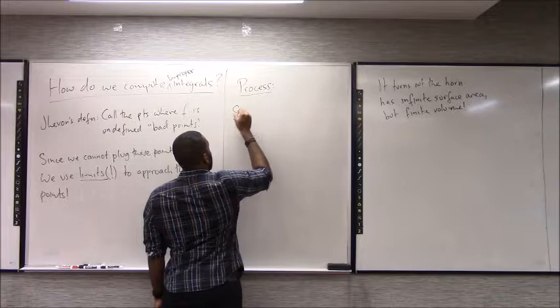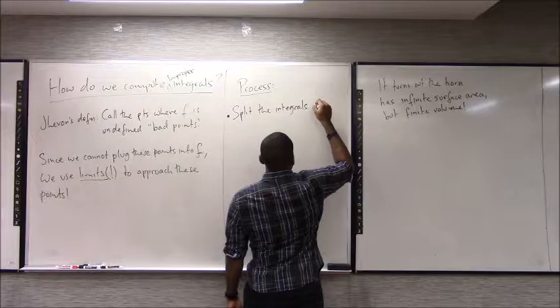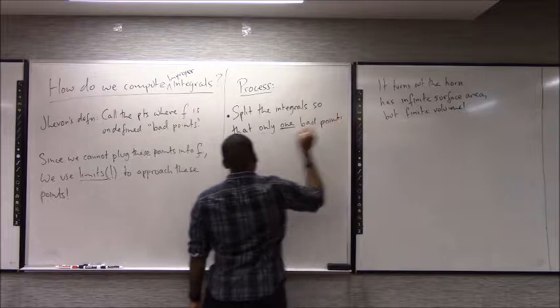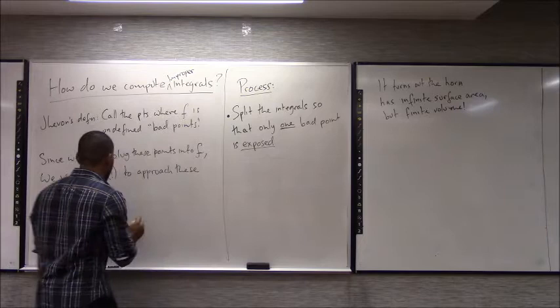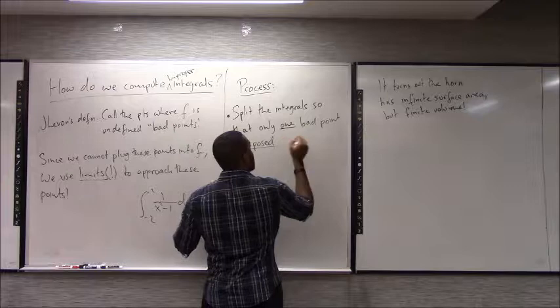One, you're going to split the integrals so that only one bad point is exposed. It's very important that you have it out in the open, right? So you don't want something hidden, like the minus 2, the 2 of this guy. No, we understand that we can split integrals, right? I'm going to expose it if necessary. Sometimes a bad point is exposed already, don't have to worry about it.